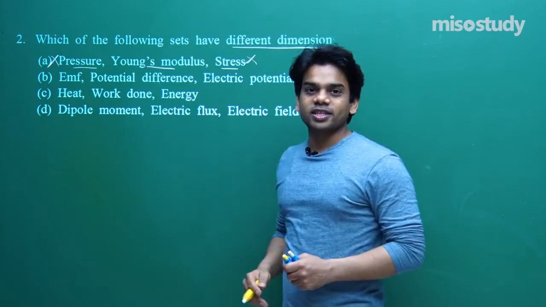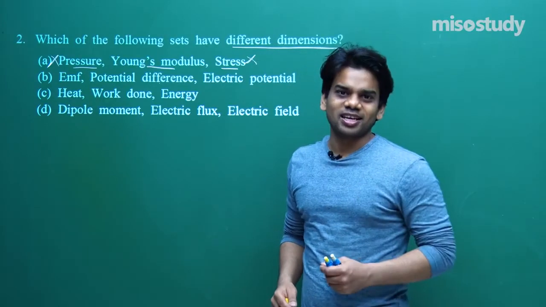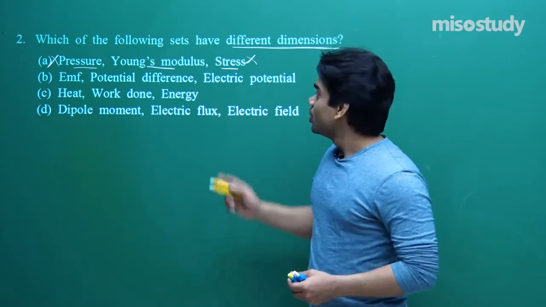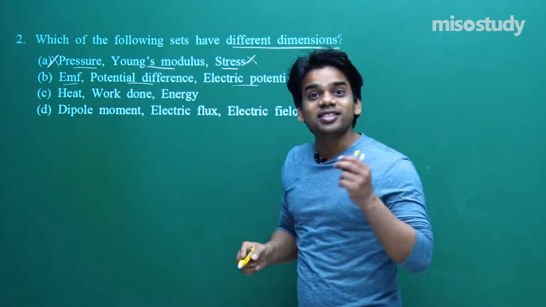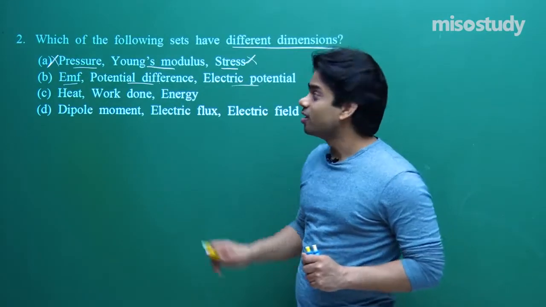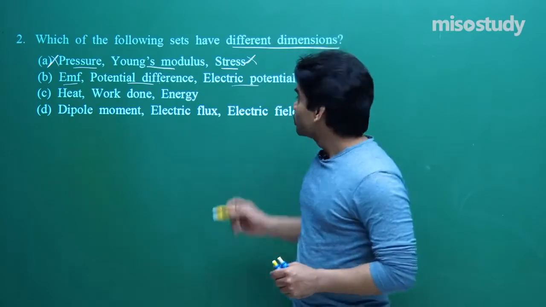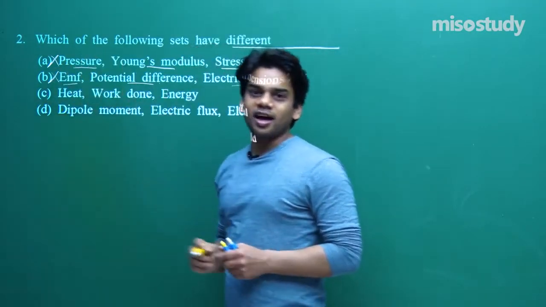Then comes electric potential. Electric potential at a particular point will have the same dimension as the EMF or potential difference. So again all three will have the same dimensional formula for each of the given terms used in option B. So they have the same dimensional formula, hence this will be an incorrect answer.